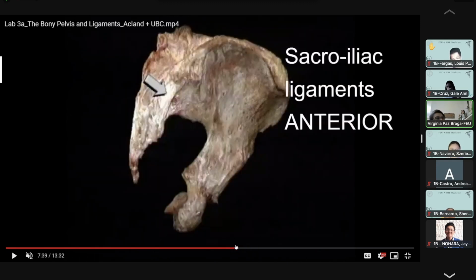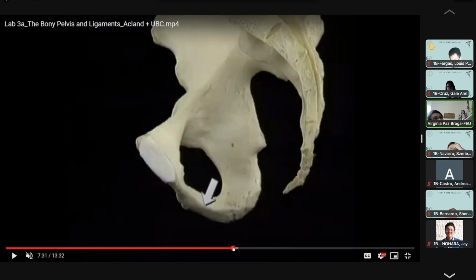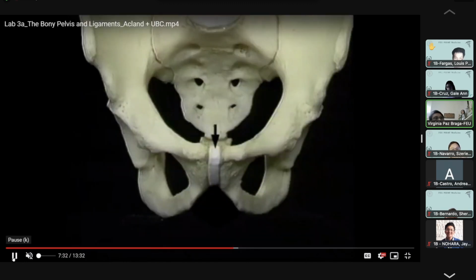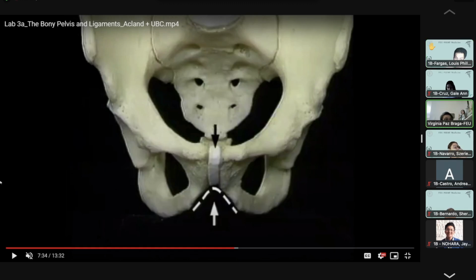Okay, what is this? The dashed line below? Pubic arch po. Okay. What is important about the pubic arch is it is one of the borders of your pelvic outlet. At the same time, mas steep or mas acute ang angle ng pubic arch compared to one which is wider ang pubic arch? Pag wider, male o female? Female. Pag more acute, male. Lalaki.